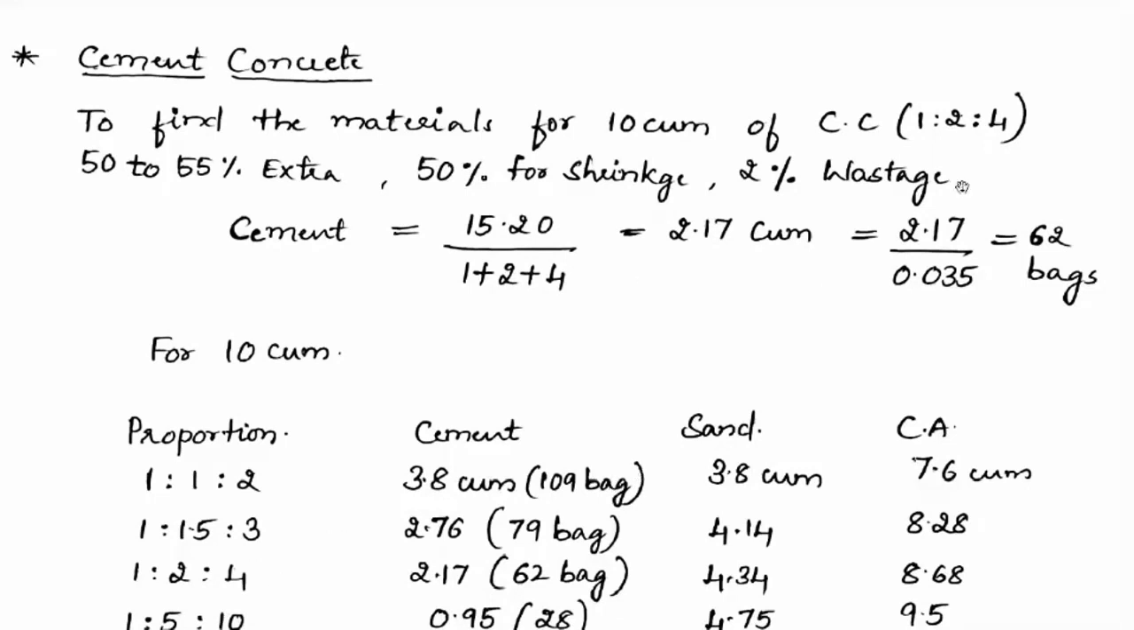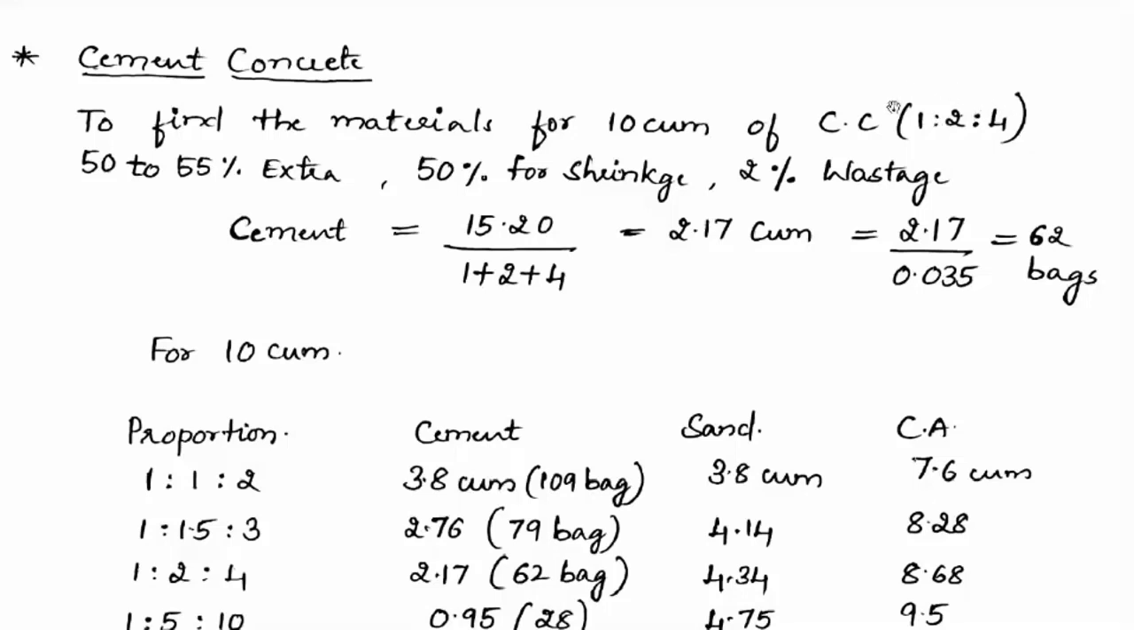Only you have to do the calculation. So for example, now I will take 10 cubic meters of concrete. So I will take a nominal mix proportion of 1:2:4.